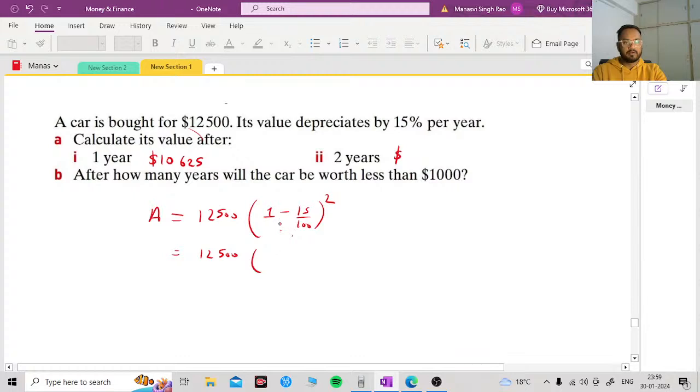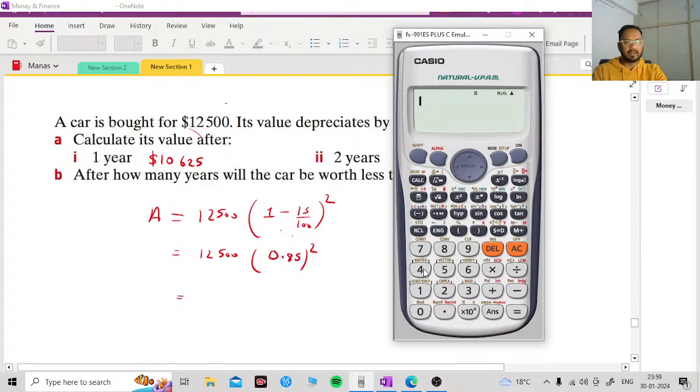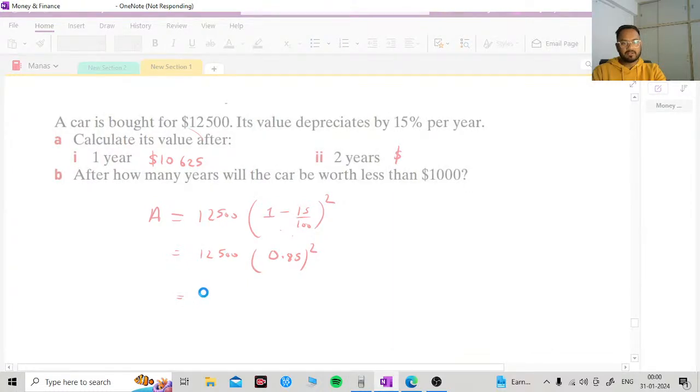So 100 minus 15 is 0.85 to the power 2, right? Now whenever something depreciates, we subtract, so 0.85 to the power 2, whatever answer you get, multiply by 12,500. You will get the value as 9031.25. So your answer is correct, 9031.25.